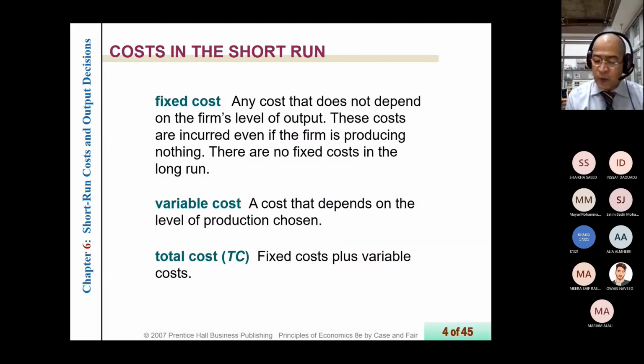What is variable cost? Variable cost is a cost that depends on the level of production chosen. Okay, so now I'm talking about wages. If Khalid wants to increase output, to increase tomatoes produced, he has to hire more workers. He has to pay more wages. If he decides to produce zero, he will not hire anybody. So the wages will be zero. So variable cost depends on the level of output.